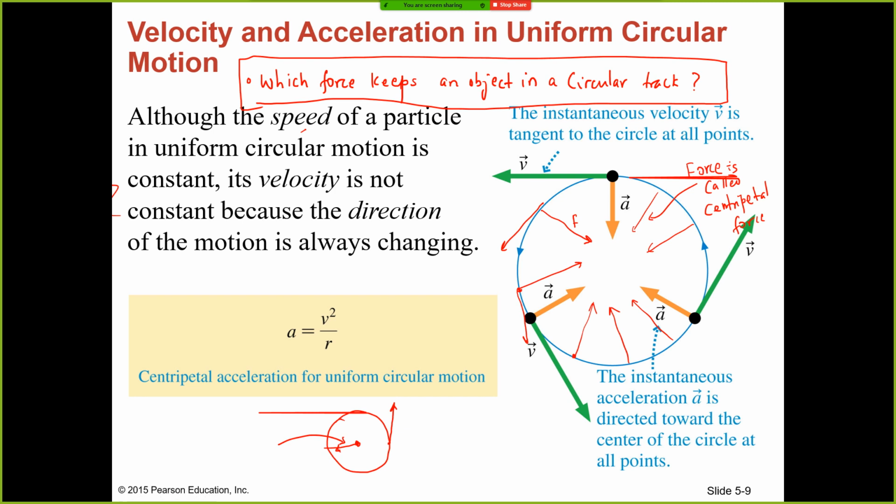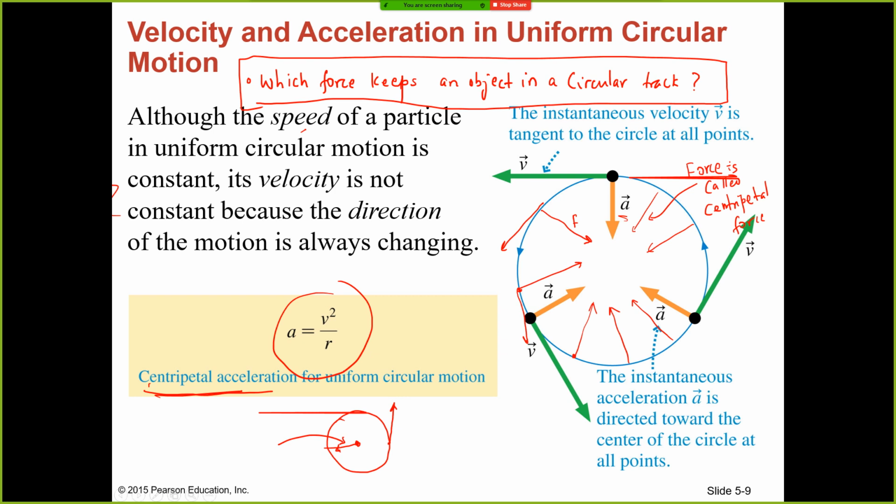And again, I said when there is force, there must be acceleration. And the acceleration is also pointing in the direction of the force. And this acceleration is called centripetal acceleration. So the acceleration corresponding to the centripetal force is called centripetal acceleration, which is given by this formula. Centripetal acceleration is given by v squared over r.